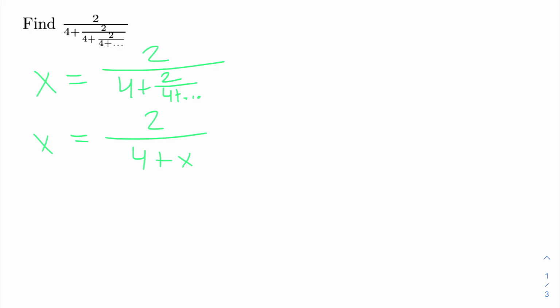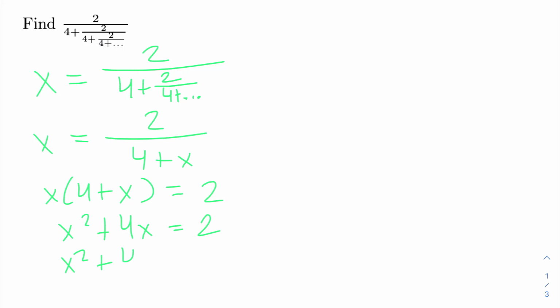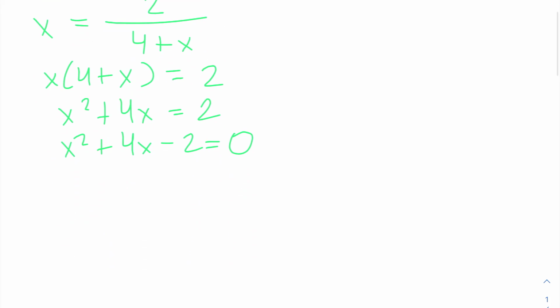Multiplying both sides by 4 plus x, we get that x times 4 plus x is equal to 2. So we get that x squared plus 4x is equal to 2, so x squared plus 4x minus 2 is equal to 0. Now all we have to do is solve for x. We can do that by using the quadratic formula.